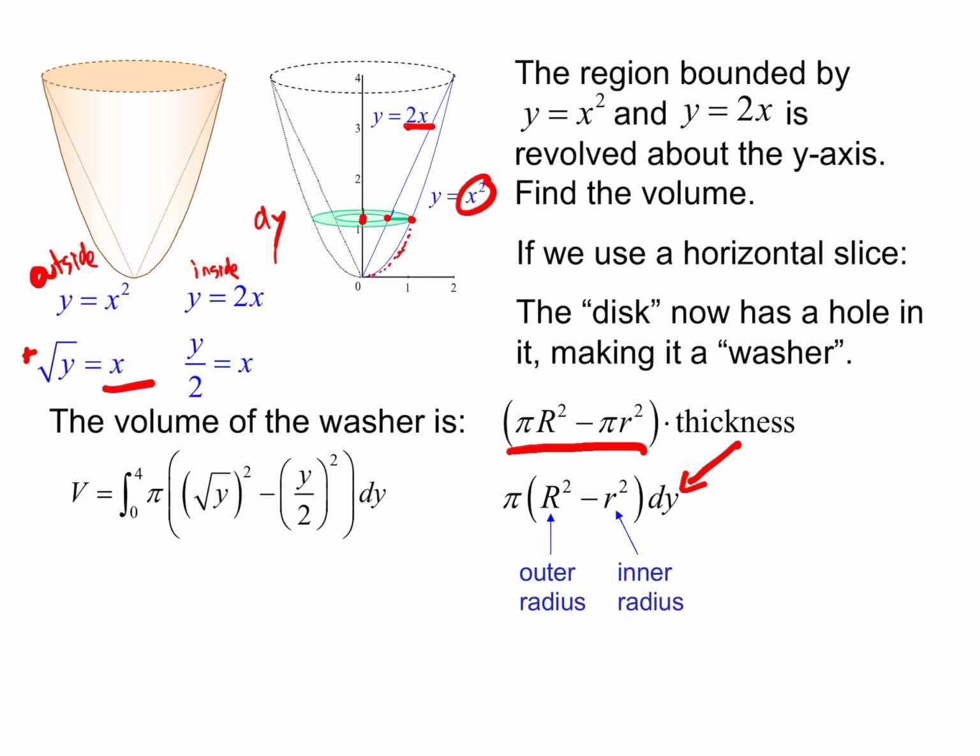Cool. There it is, the volume using that formula. This is the capital R squared. This is the little r squared. Usually I pull pi out immediately, but it doesn't matter. It is a constant. Now they're simplifying. Radical y squared is just y. Y over 2 squared, you square the top and bottom.